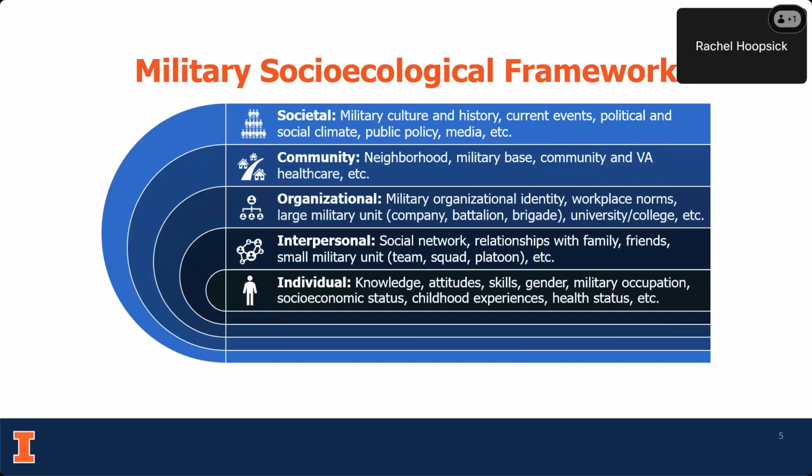So we know, let's put this into context now, that military populations do indeed have this high stress occupation with significant demands over which folks often have very little control. And so we can also view this population through that socio-ecological lens to better understand their risk for problems with substance use and mental health.